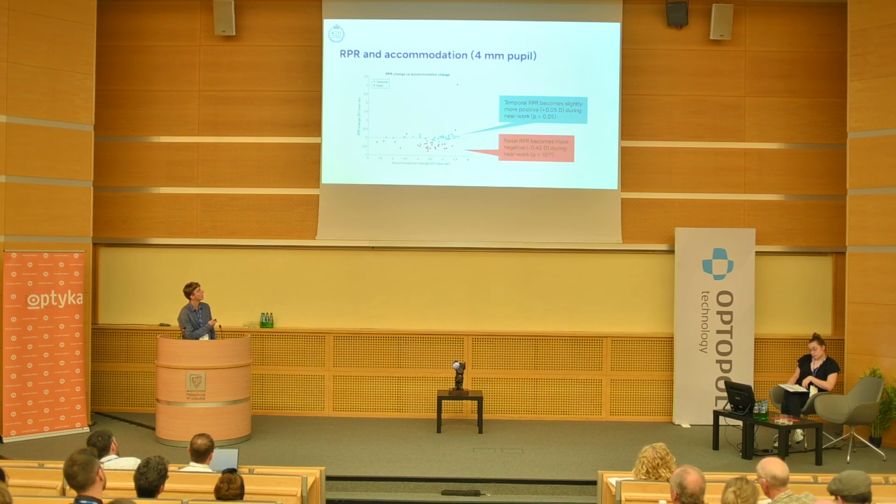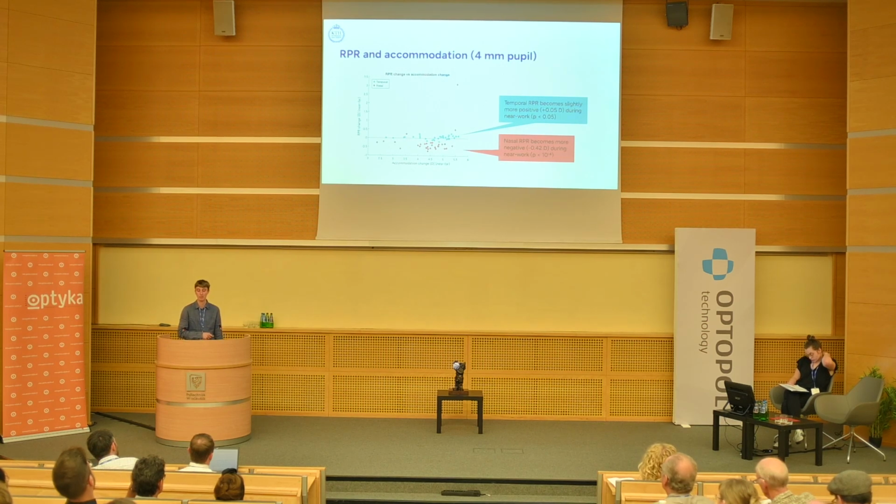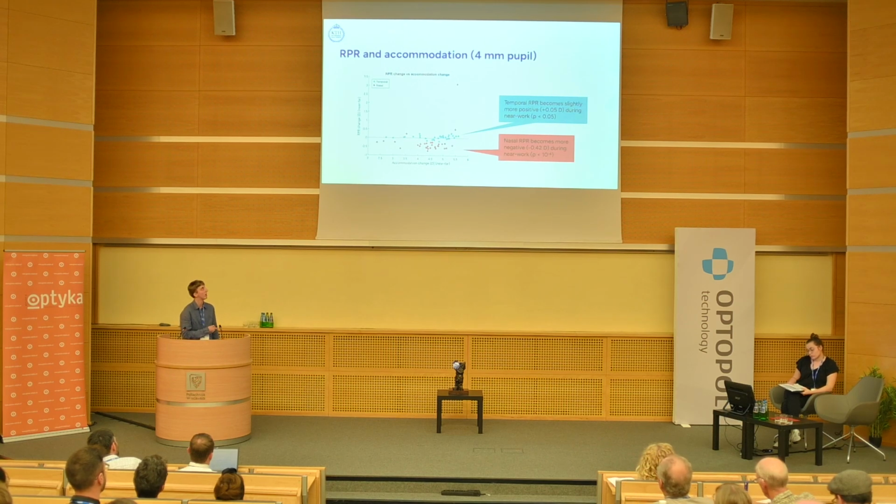Whereas temporally, we get a slightly more positive relative peripheral refraction. The values here are the median values for the difference between RPR at near and far: about 0.05 diopters more positive temporally, and minus 0.42 diopters more negative nasally.